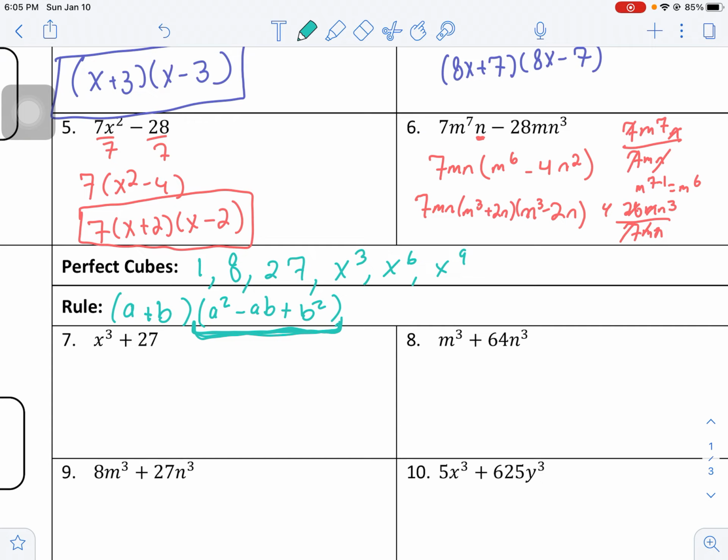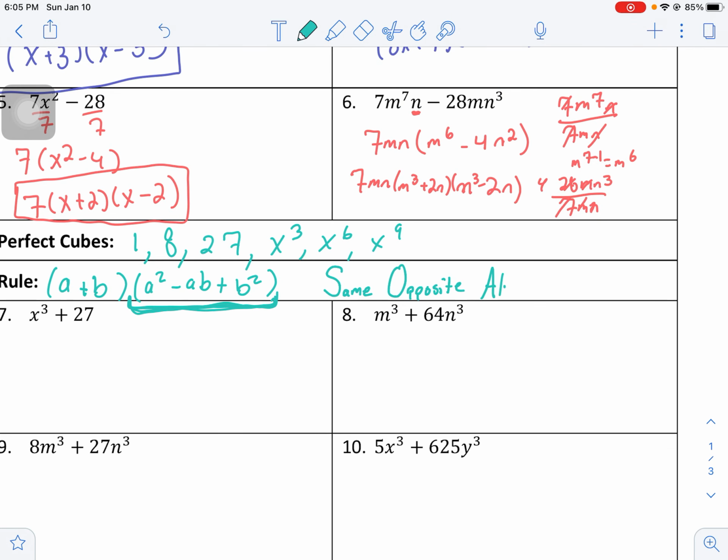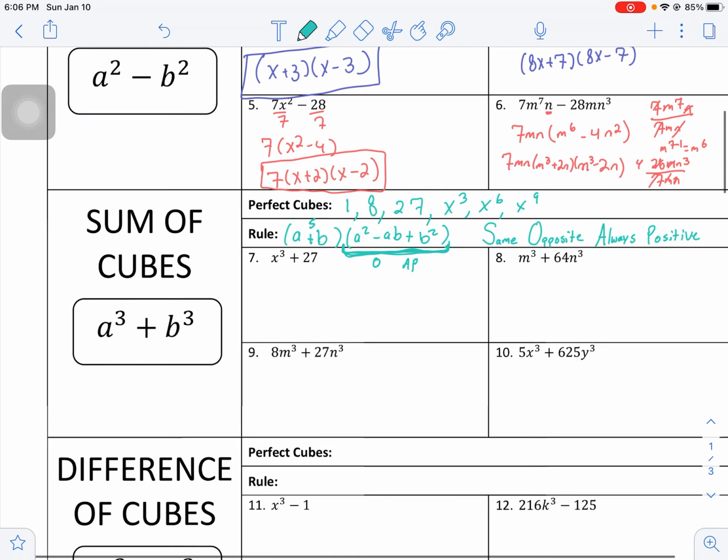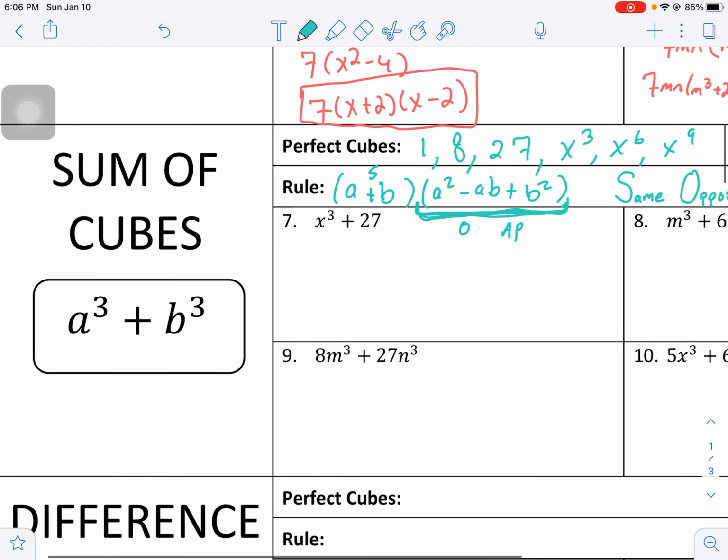It's actually, we like to say in math, always use SOAP. So S stands for the same sign. O stands for the opposite sign. A stands for always. And P stands for positive. So there's our SOAP. And as you can see, because it's the sum of cubes, we have our same sign, which is positive, the opposite sign, which is negative, and then the always positive at the end. Okay? So let's actually factor one of these behemoths.